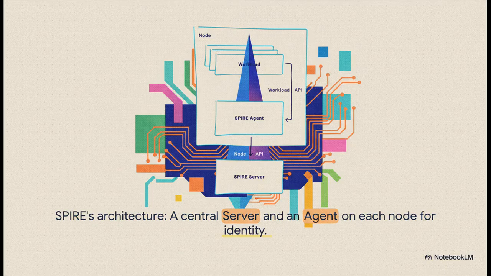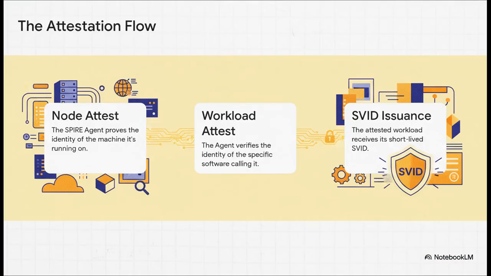And the architecture is actually pretty elegant. You have a central SPIRE server, and it acts as the signing authority for your trust domain. Then, on every single machine or node, whether it's a VM or a physical server, you run a SPIRE agent. That agent talks to the server and then exposes a really simple API to all the software running on that node.